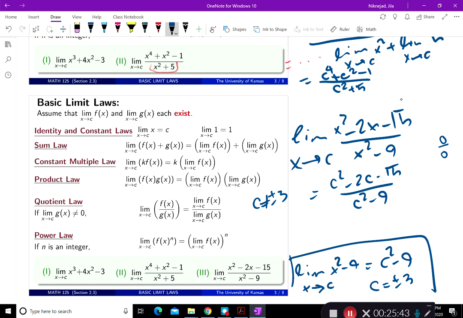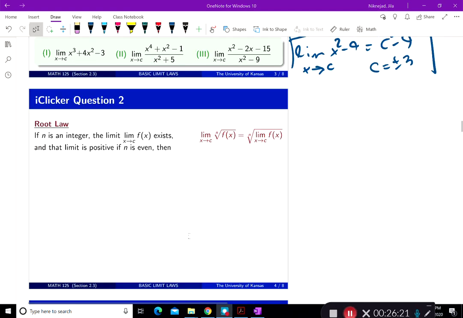And in this specific case, this still has a limit, and basically there's a hole in the graph of the function, very much like the problem that we did before. But explaining all that comes in the next section. So right now we're just saying, according to the basic limit laws, this is true if c is neither 3 or minus 3. I click here, question 2.